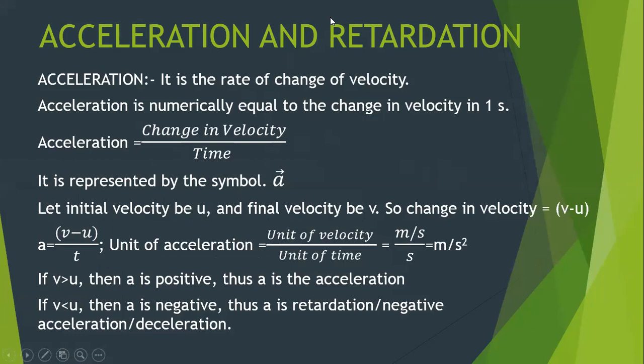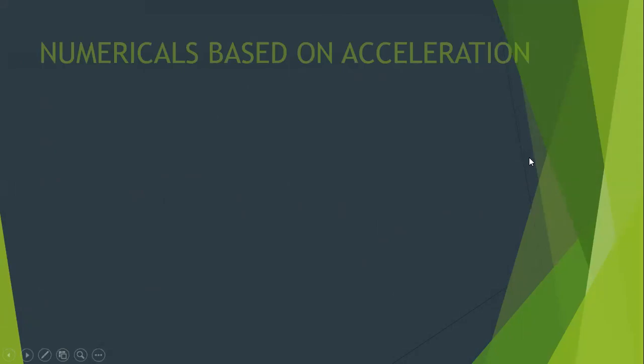We have discussed when it will be a positive acceleration and when it will be a negative acceleration. When my initial velocity is less and final velocity is more, it is a positive acceleration. When the initial velocity is more and the final is less, it's a retardation. So now we'll start with our numerical.